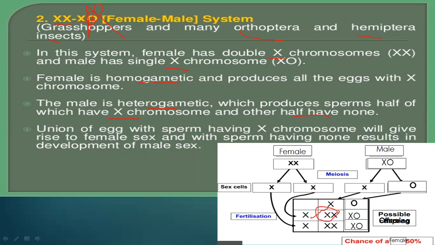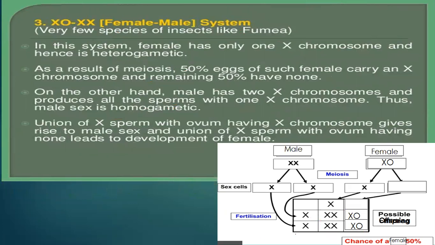XX can form this type, female, then female, and then X naught, that will be XO, like X is present but no other gamete is present. It means that is a male, and that is also male. So half will be female and half will be male. So in all, like we have seen before, there is a 1 to 1 ratio between male and female.